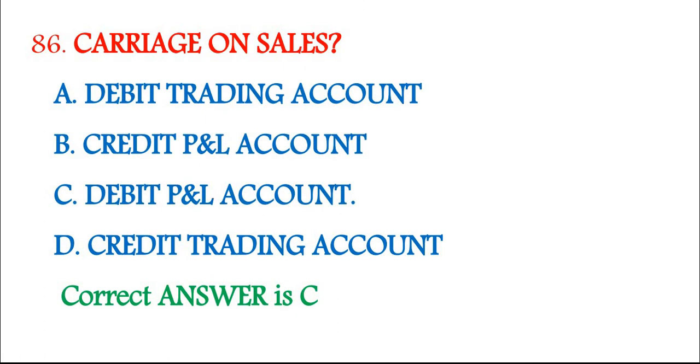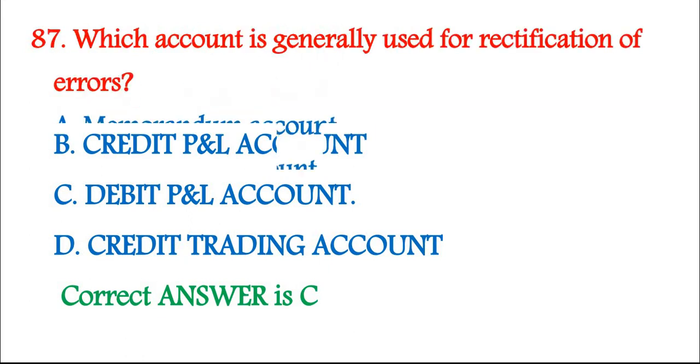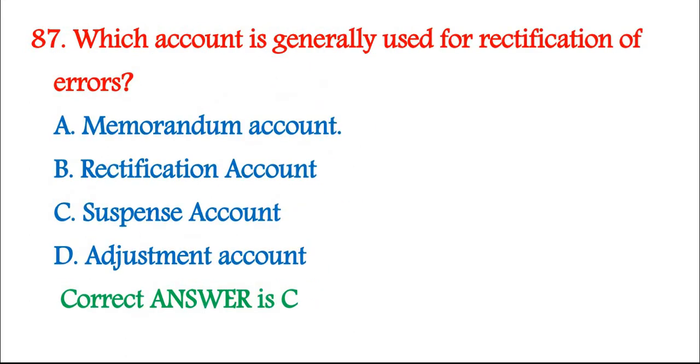86. Carriage on sales. A. Debit trading account, B. Credit P&L account, C. Debit P&L account, D. Credit trading account. Correct answer is C. 87. Which account is generally used for rectification of errors? A. Memorandum account, B. Rectification account, C. Suspense account, D. Adjustment account. Correct answer is C.